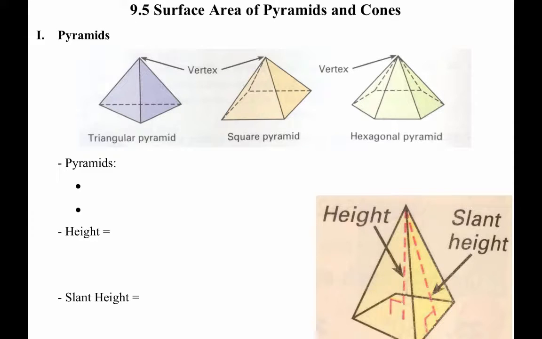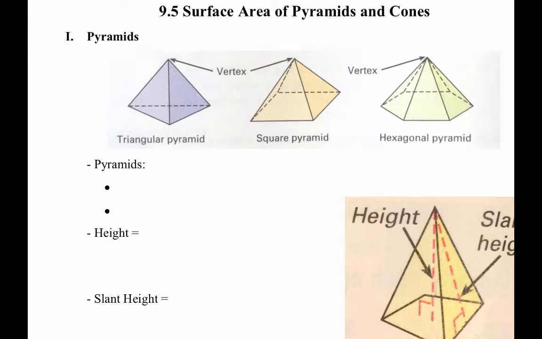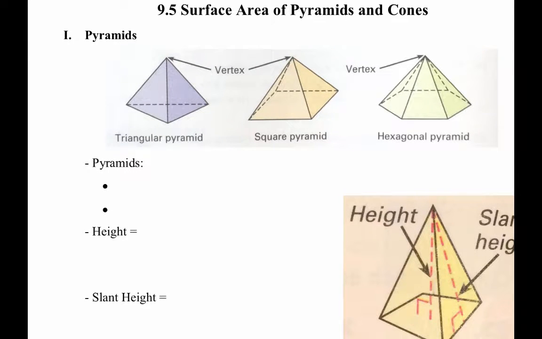Today then we're going to do 9.5. 9.5 is broken up into two different sections. We have pyramids, which is Roman numeral 1, then we have cones, which is Roman numeral 2, on the back side of your sheet, or on the second sheet.